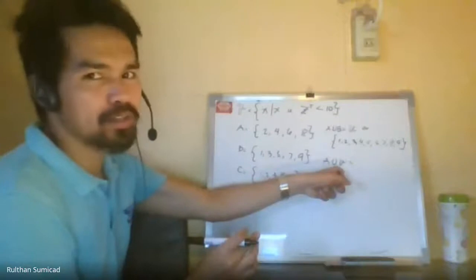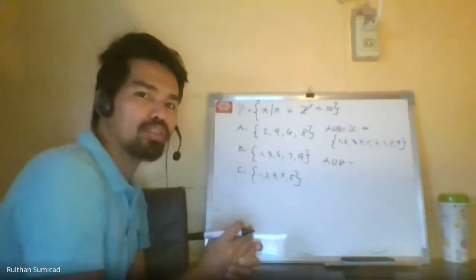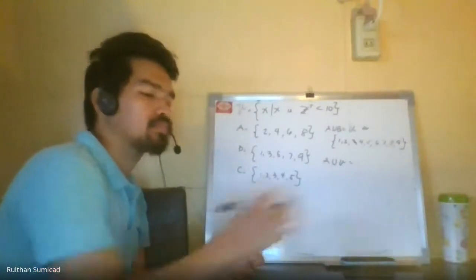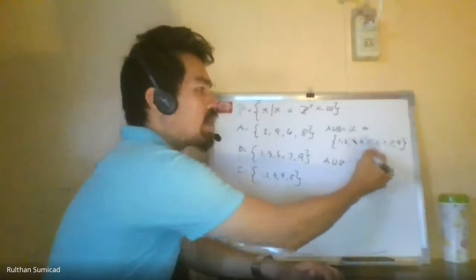Common elements. But our symbol here is union. We're not asked to give the intersection. What you're giving me is the intersection. All the elements in the universal set, sir. Okay, our answer here is U or this set.